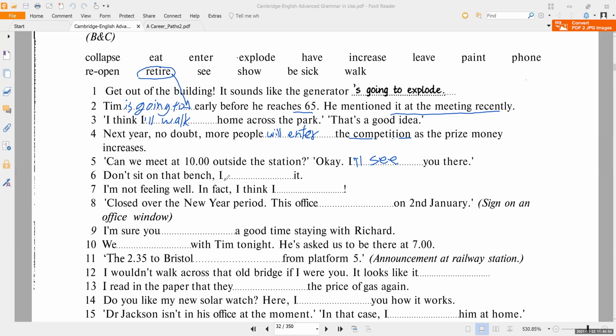Don't sit on that bench. لا تجلس على هذه الكنبة أو هذه المقعد. Don't sit. لماذا؟ لأنه I'm going to paint it. To paint. لا تجلس على المقعد لأني راح أقوم بصبغ هذا المقعد. إذا هناك نية مع plan plus action.